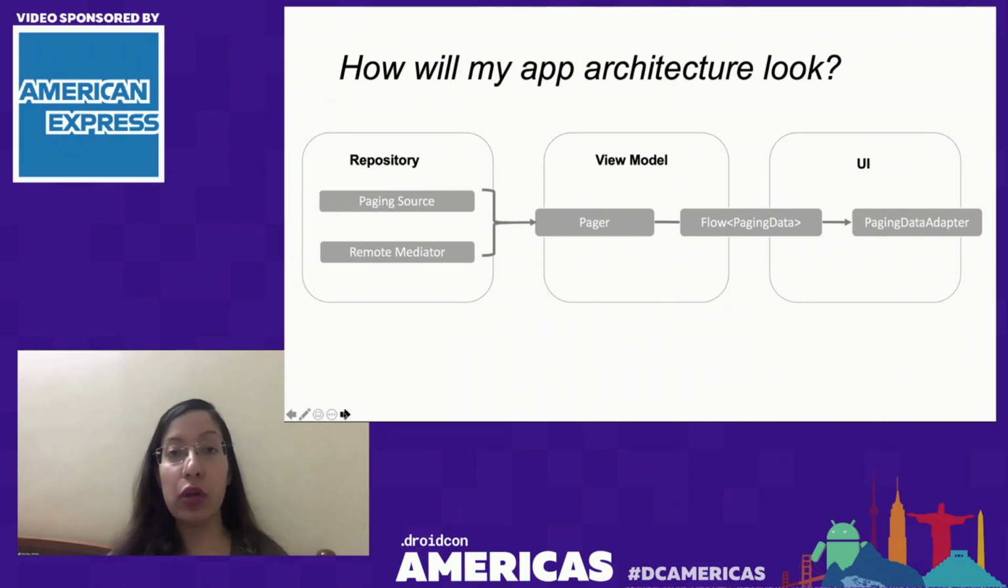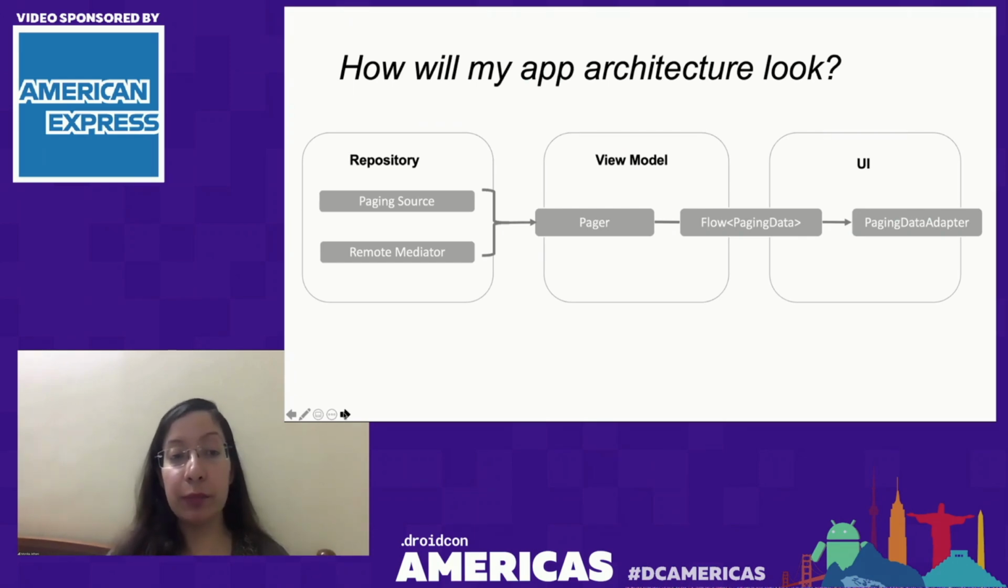So, here with Paging 3, Paging 3 is actually designed to work very well with the architecture which has been proposed by Google. Paging 3 components are laid out across your entire MVVM architecture: your repository layer, your view model layer, as well as a UI layer. In the repository, we will either be using PagingSource or RemoteMediator or both of them. PagingSource is meant to be used when you have one data source, be it network or database or file.